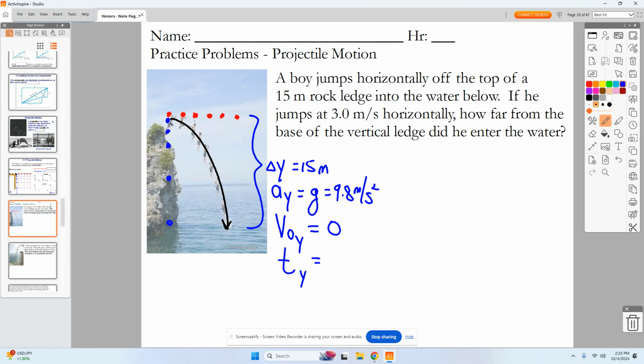By the way, delta y is a vector, a is a vector, and v naught is a vector. t is technically a scalar. So that y doesn't denote a direction. It's a scalar quantity. It has no direction. But that is the time it takes for him to fall 15 meters with no initial velocity.